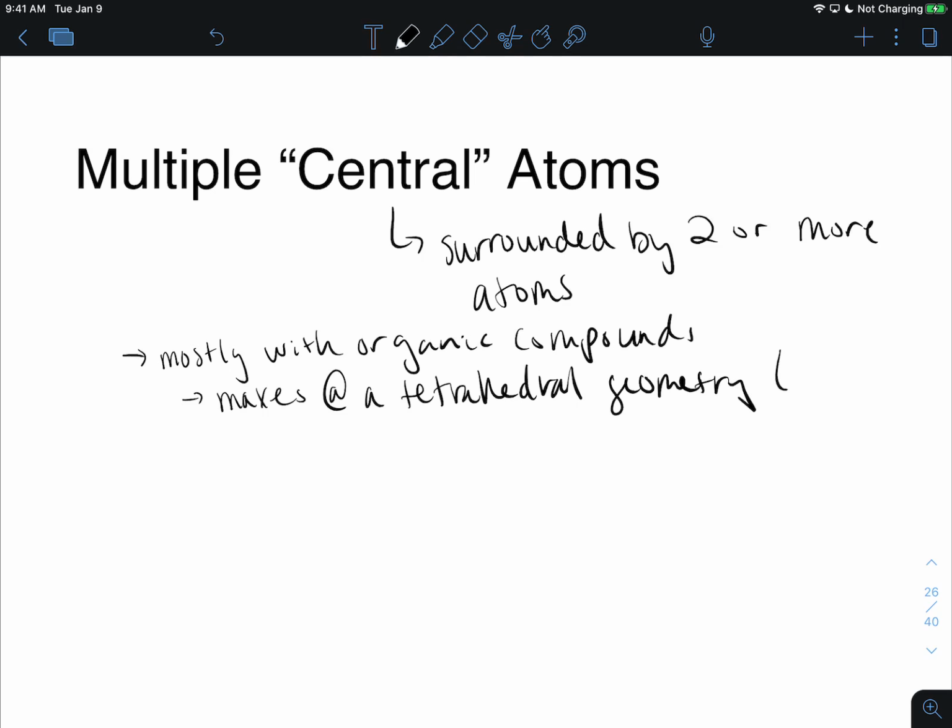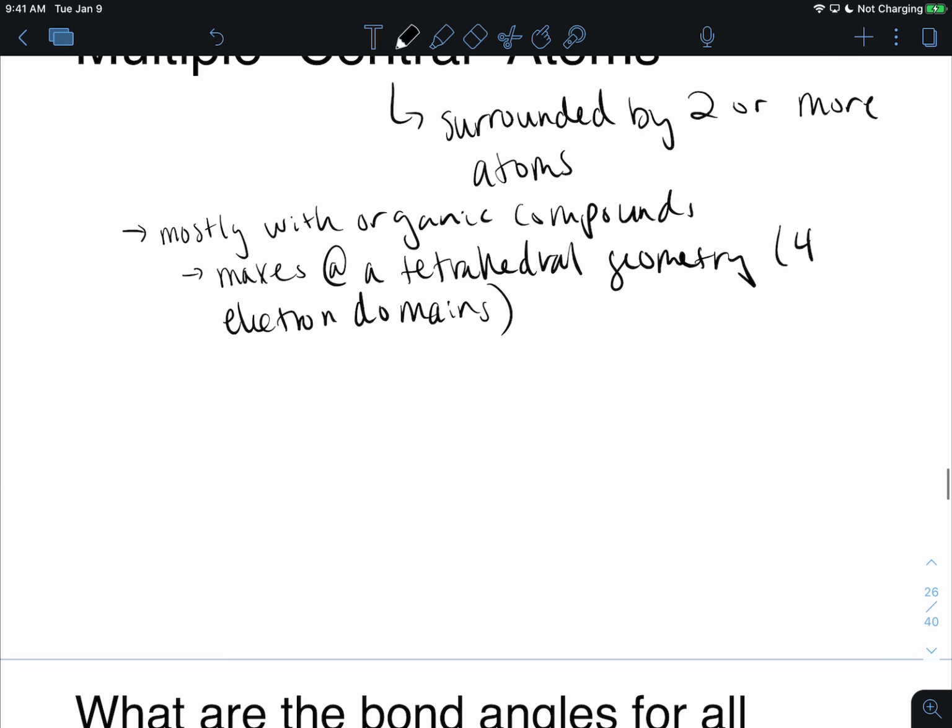So 4 electron domains. Right, so we won't go beyond that 4 electron domains for our multiple central atoms for the most part. Now, one of the things you guys should be able to do is to go from a structural formula, a condensed structural formula, to a molecule. So I'm going to do a couple of examples real quick.